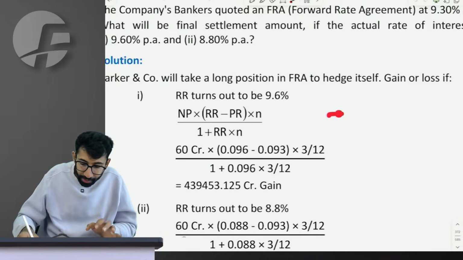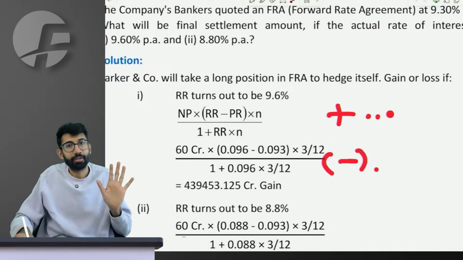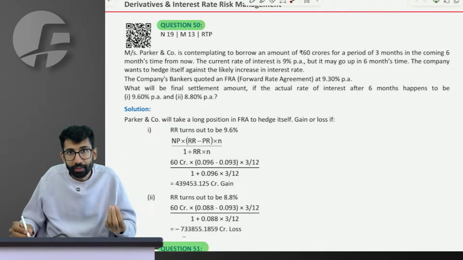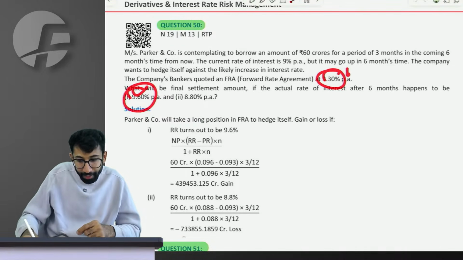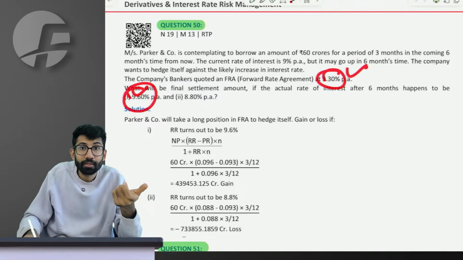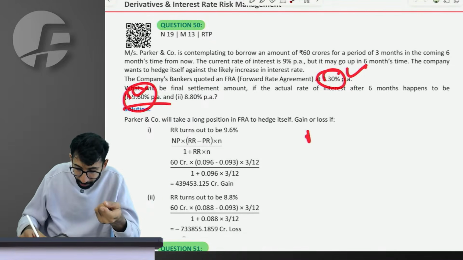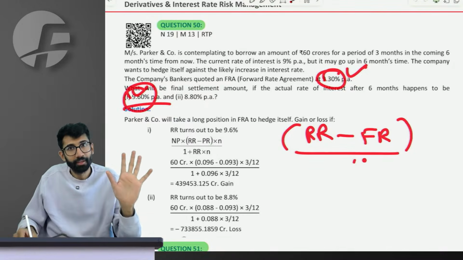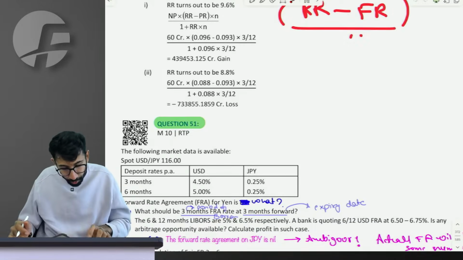When it is a gain, you get a positive answer. When it is a loss, you get a negative answer. Life gets sorted. For example, here it is a gain to me that you felt. So gain will happen only when you deduct 9.3 from 9.6 to get a positive answer. 9.6 minus 9.3 will be positive. So the formula will automatically be reference rate minus forward rate. Logic? Question 50 first part gets done, the 8.8 part you will have to do on your own.